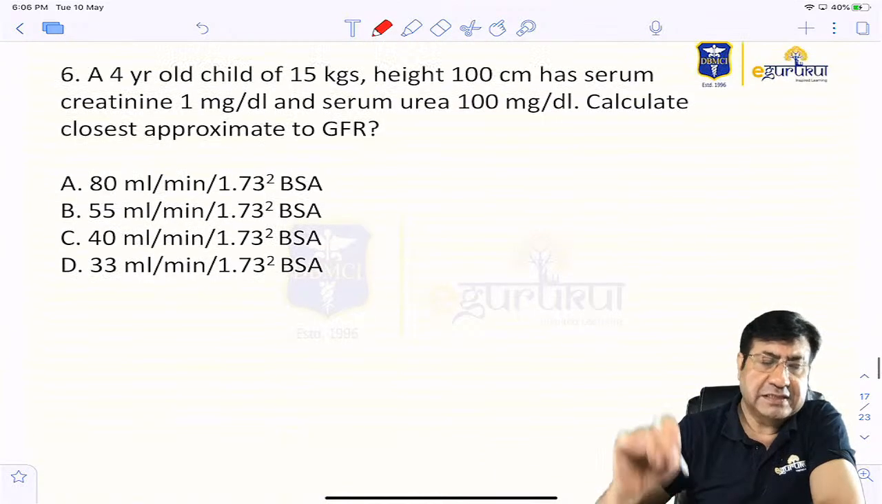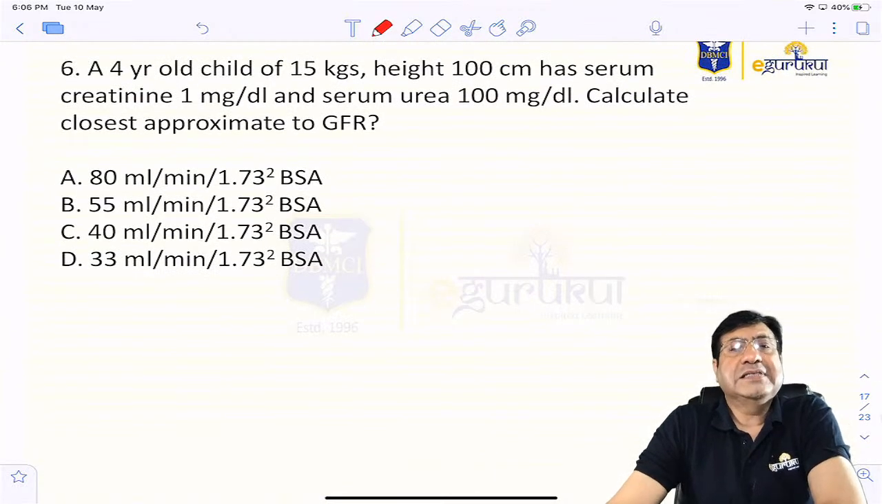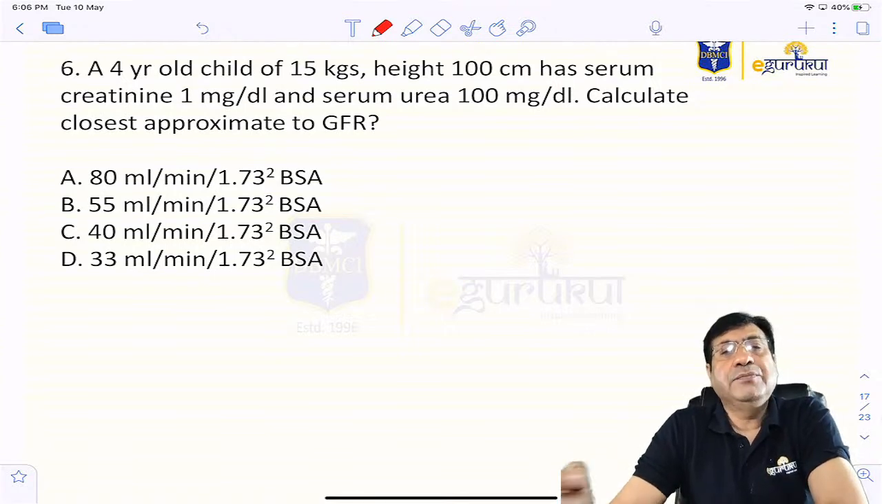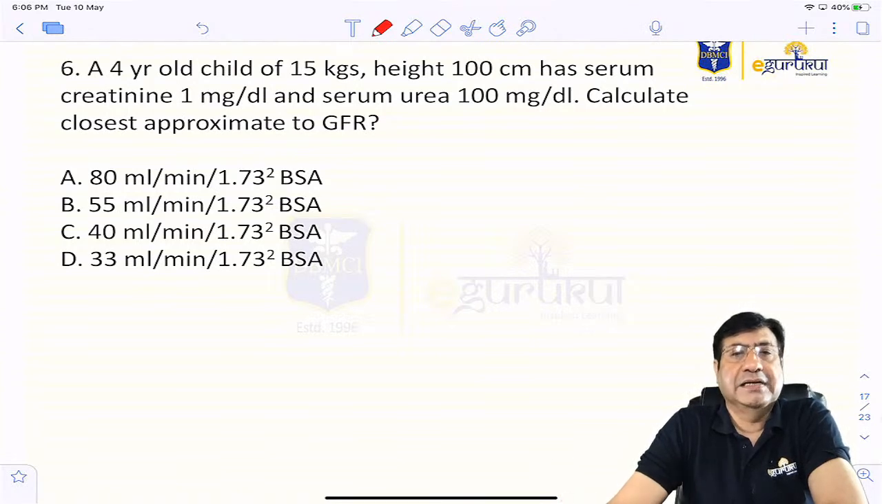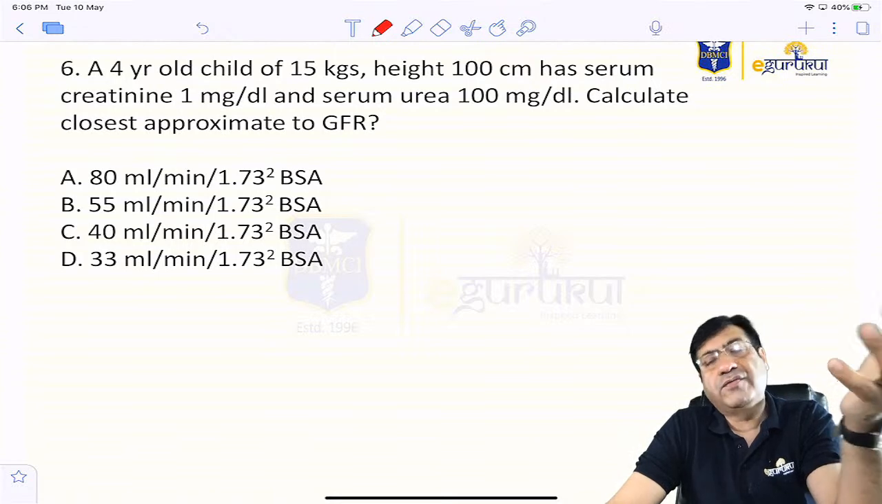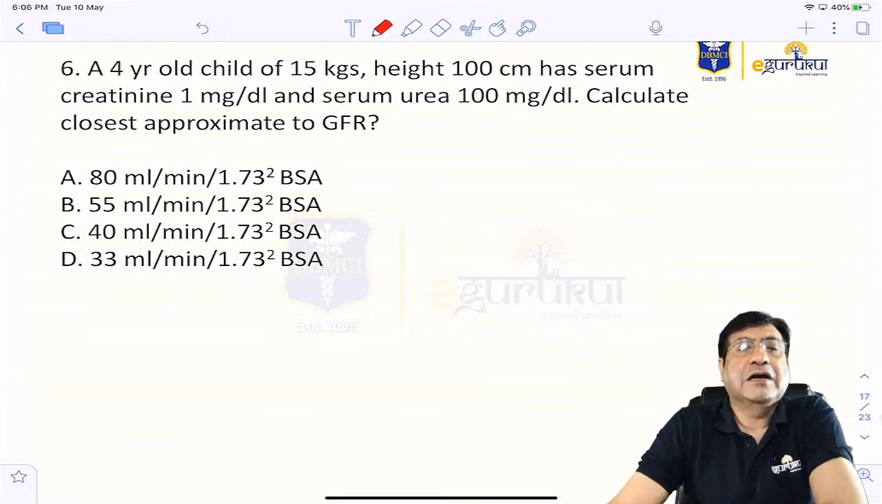Coming to question number 6. Now question number 6 says a 4-year-old child with a weight of 15 kgs, with a height of 100 centimeters and with a serum creatinine of 1 milligram per deciliter has a serum urea of 100 milligrams per deciliter. I'm not sure of the values, but these are the values that we got from the students. Calculate the closest approximate glomerular filtration rate in this child.